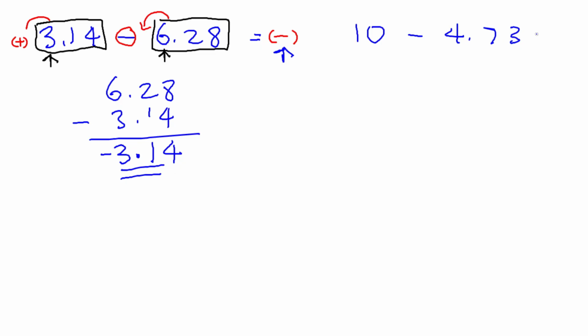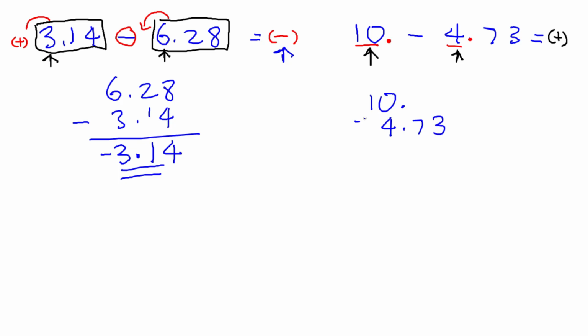Here's another example. Try 10 minus 4.73. Well, the first step is to compare 10 and 4. 10 is bigger, so our answer will be a positive. Now, where is the decimal point? For all whole numbers, decimal points are here. As you see, this is 10 decimal point, this is 4 decimal point. So knowing this, let's rewrite 10, which is the bigger number, and let's rewrite 4.73.